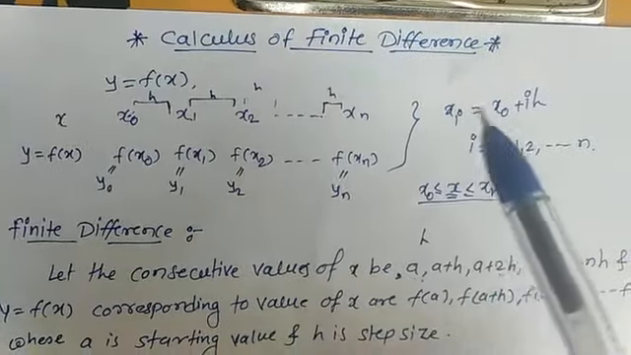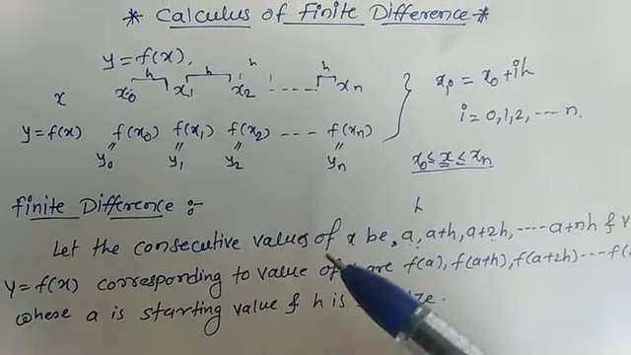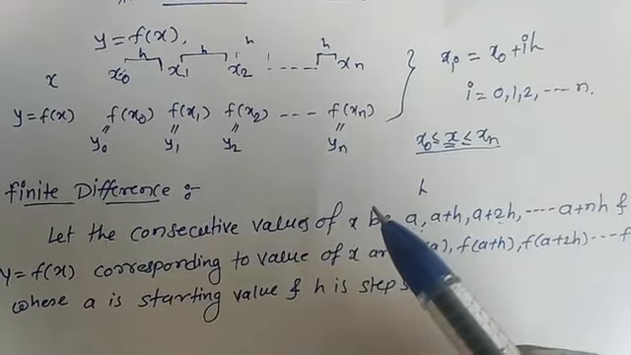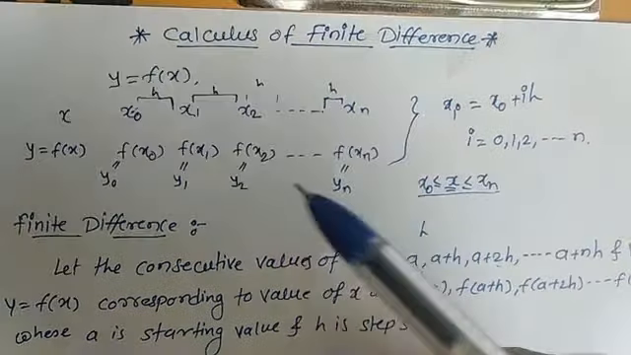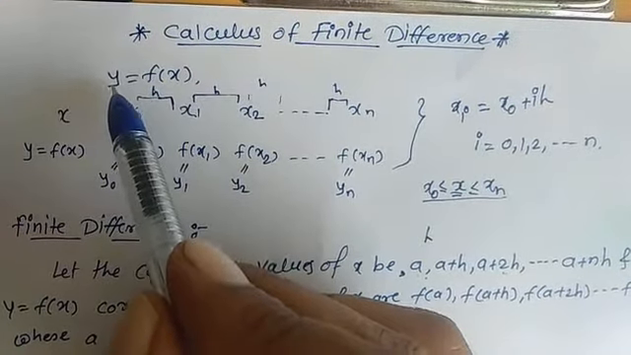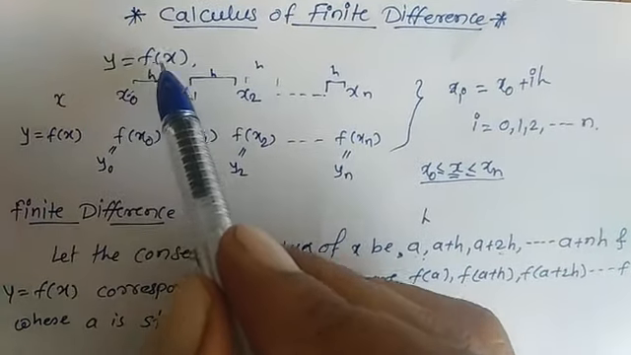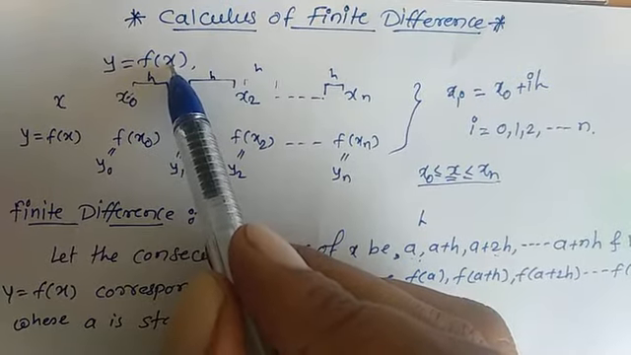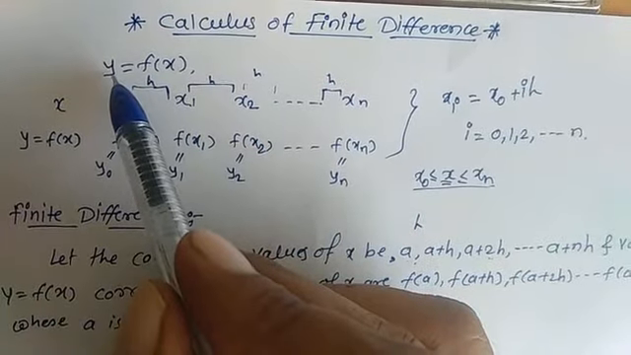The calculus of finite differences deals with the change in the values of functions in dependent variables due to change in independent variables. That means if you consider a function y is equal to f of x, y is dependent on x. So y will be our dependent variable and x will be our independent variable. Now if we make changes in the independent variable, we will get a change in the dependent variable.